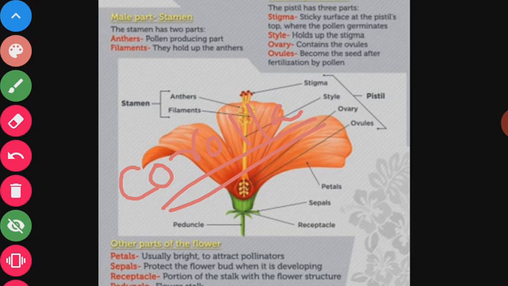These are the two non-reproductive parts of the flower: sepals and petals. Group of sepals is known as calyx, and group of petals is known as corolla. Now, the two reproductive parts. First, that is stamen.